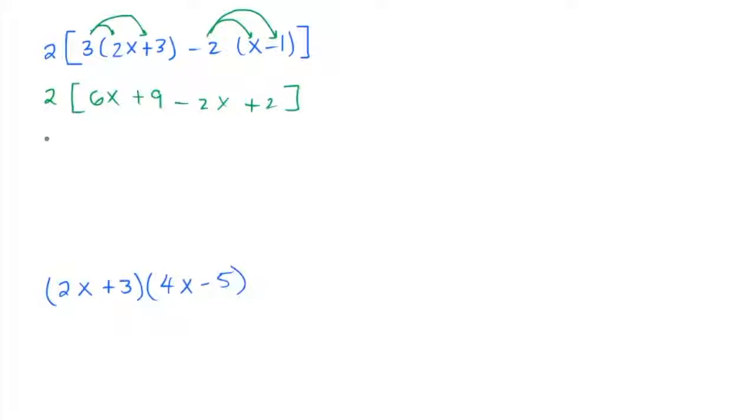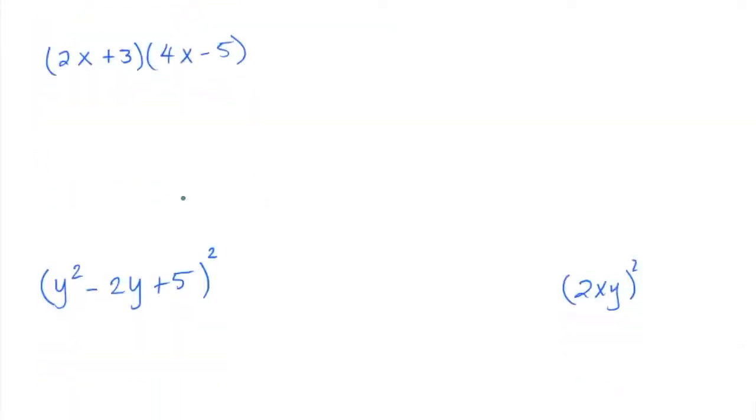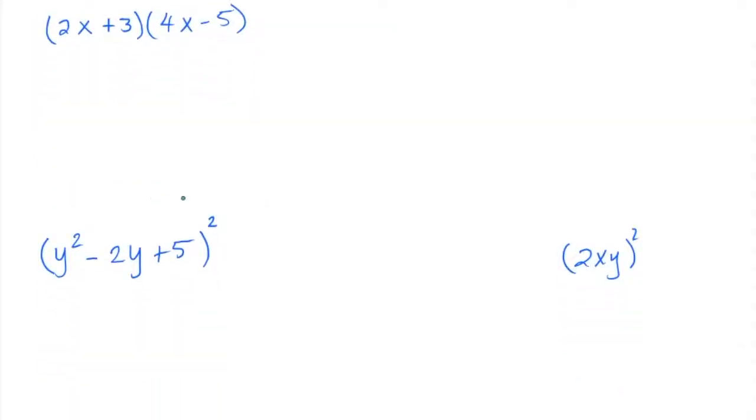Now let's simplify and then multiply the 2 through. 6x minus 2x is 4x, plus 9 plus 2, so it's plus 11. Now we can multiply this 2 through, so that will be 4x plus 22. Let's continue. Now we have two binomials multiplied together.